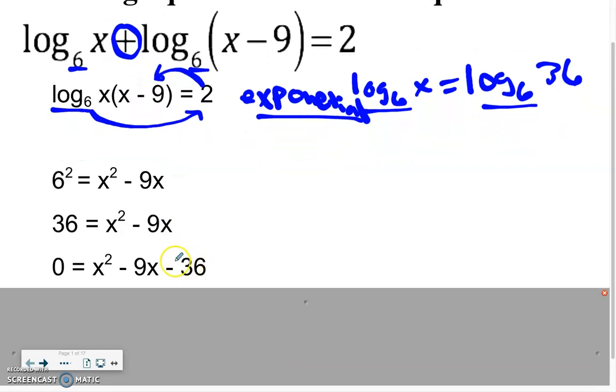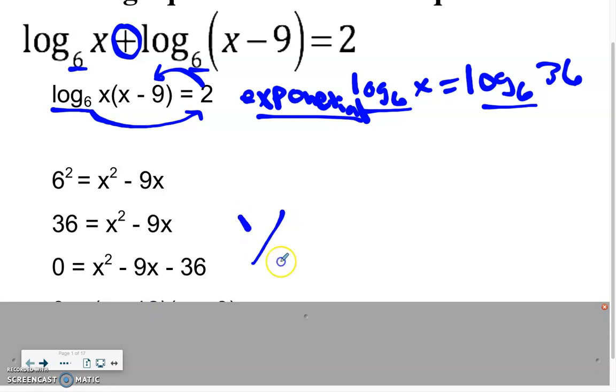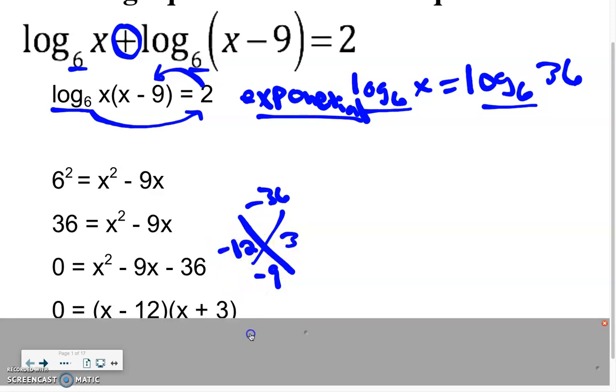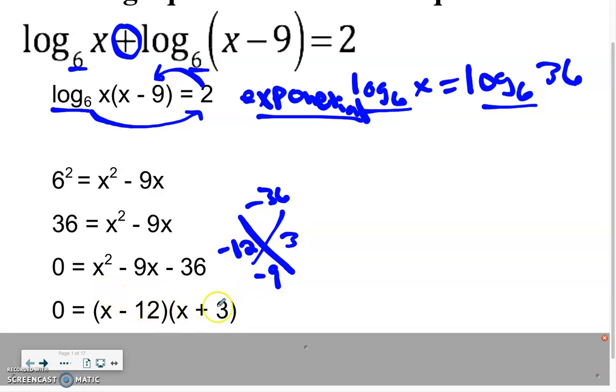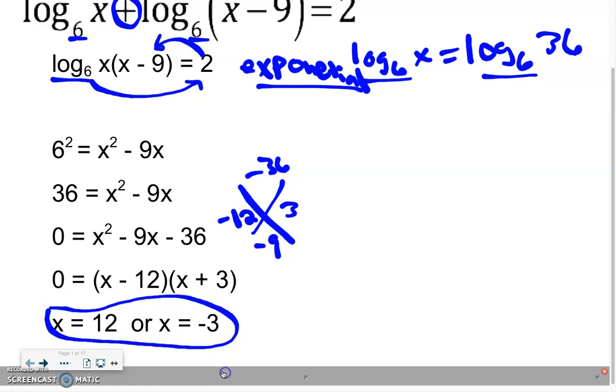As soon as we have it set equal to 0, now we're looking for factors of negative 36. So I'm going to do my x, and x, looking for factors of negative 36 that add to negative 9, which gives me negative 12 and 3. So these are my factors, negative 12 and 3. So we have x minus 12 and x plus 3, which after setting those equal to 0, you get x equals 12 and x equals negative 3. So right now, here are our solutions and our answers to this question.